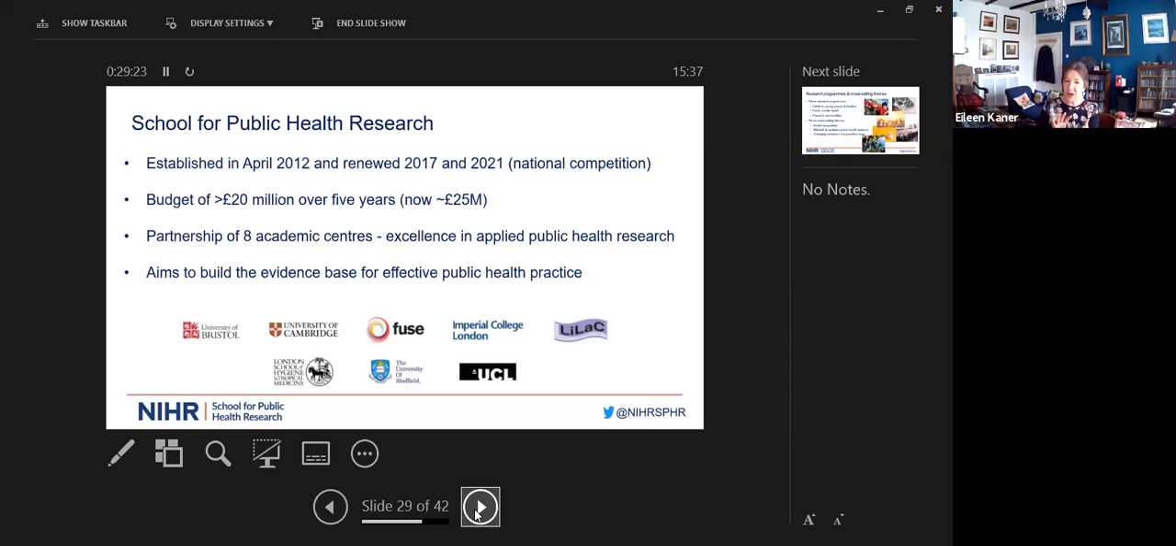These are partnerships of academic centres. These are both universities and networks of universities, but right across England. So a school is a national infrastructure with a base in the North East, but it also works very closely with Cambridge, Bristol, Imperial, Liverpool and Lancaster, and Sheffield and other places in London. So it's very much a national thing. Our School of Public Health Research is trying to build an evidence base to inform public health practice.